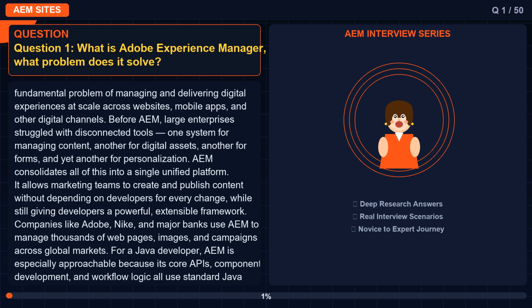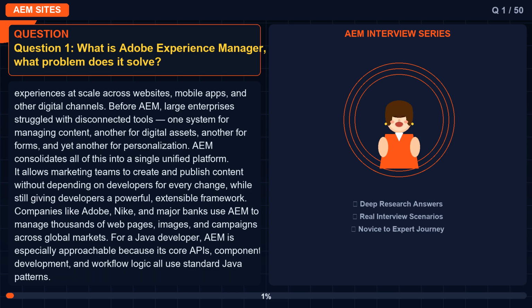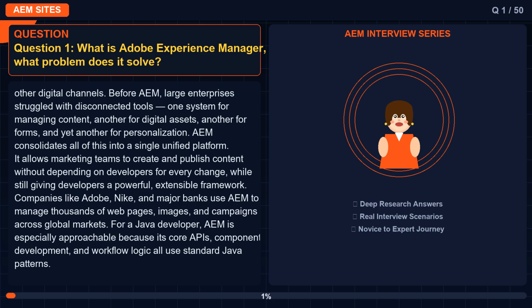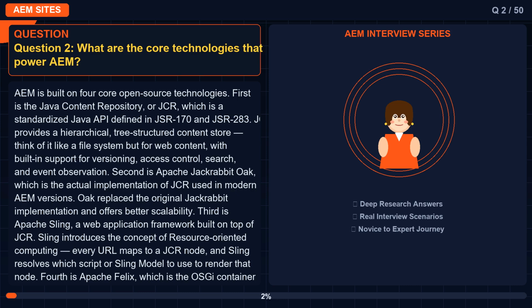AEM consolidates all of this into a single unified platform. It allows marketing teams to create and publish content without depending on developers for every change, while still giving developers a powerful, extensible framework. Companies like Adobe, Nike, and major banks use AEM to manage thousands of web pages, images, and campaigns across global markets. For a Java developer, AEM is especially approachable because its core APIs, component development, and workflow logic all use standard Java patterns.